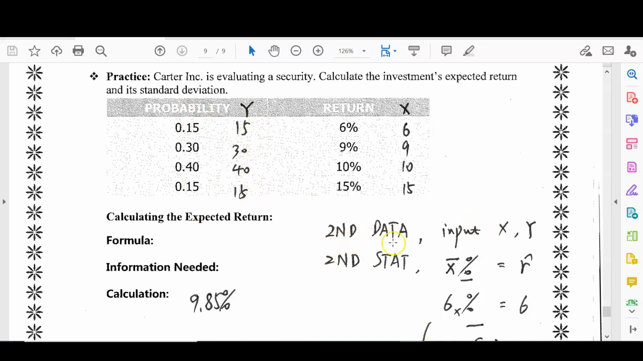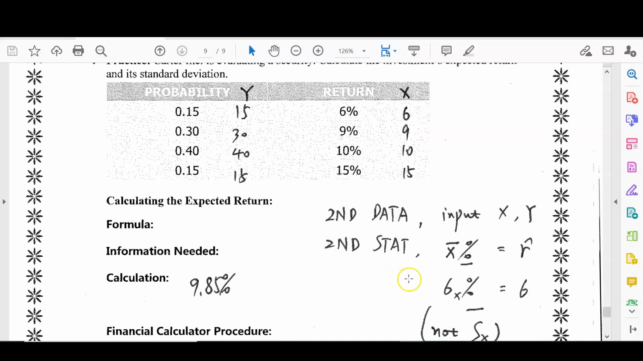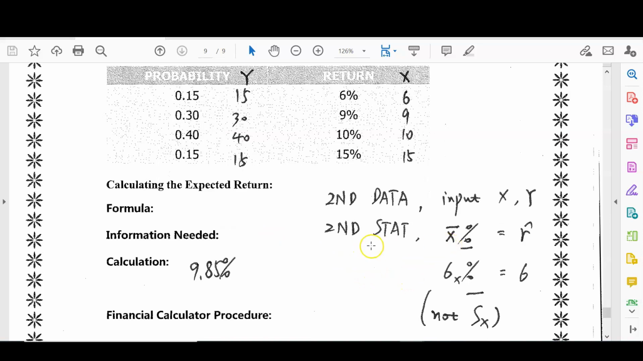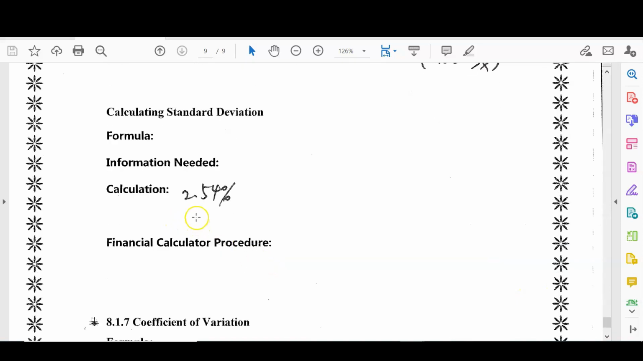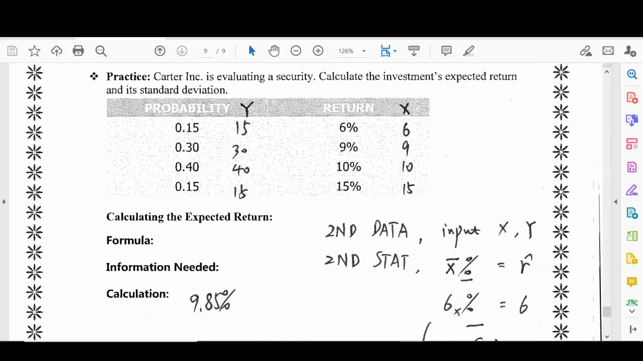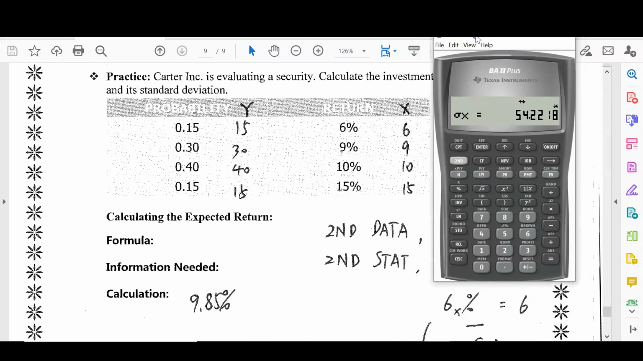And we go to second data, input these X and Y's, and we go to second stats. Down button, we make sure N is 100, and then X bar should be the expected return. Okay, if we add back the percentage sign, that's going to be 9.85%. Sigma X should be the standard deviation, and we should add back the percentage sign, and it's going to be 2.54%. Okay, so let me show you on the calculator here.